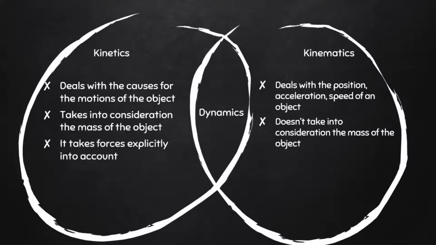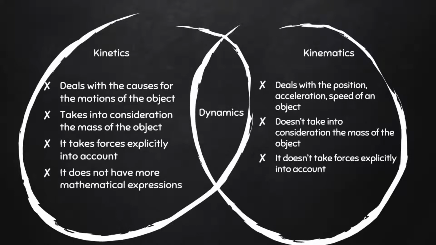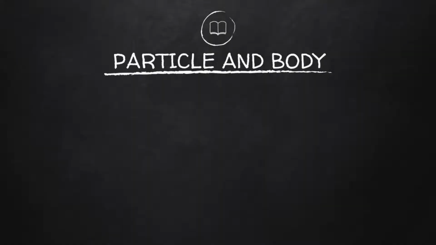Kinetics takes forces explicitly into account because forces are the ones that cause motions of objects, while kinematics does not take forces explicitly into account. It is just curious about how objects behave under motion or when acted upon by certain forces. That's why it's called the geometry of motion. Kinetics does not have as many mathematical expressions, while kinematics has more mathematical expressions.